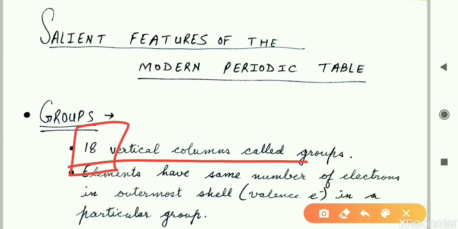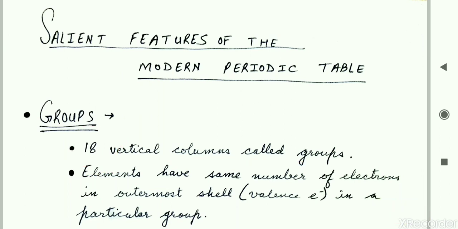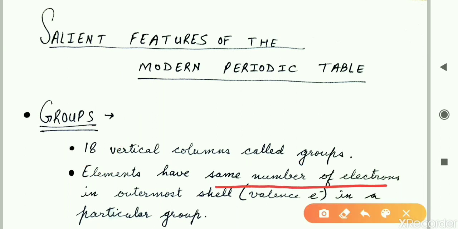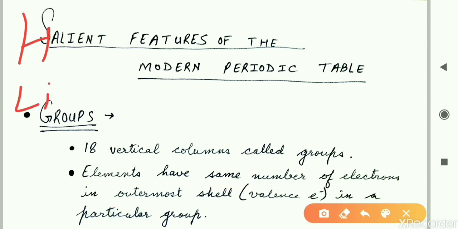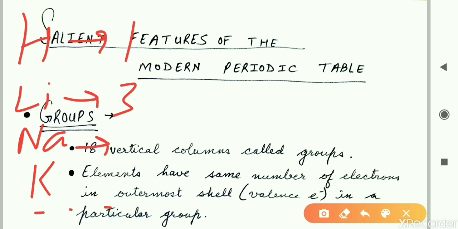Groups are the 18 vertical columns. The modern periodic table contains 18 columns, and these columns are called groups. Each group has elements where the number of electrons in the outermost shell is the same. That is, the valence electrons are equal in each group. For example, group number 1 contains hydrogen, followed by lithium, sodium, potassium, and so on. Hydrogen has 1 electron, lithium 3 electrons, sodium 11, and potassium 19.